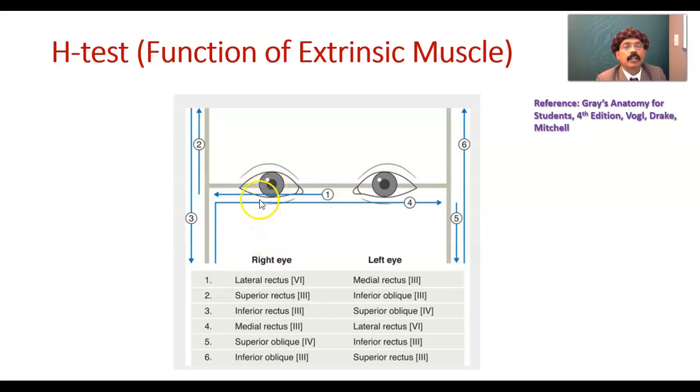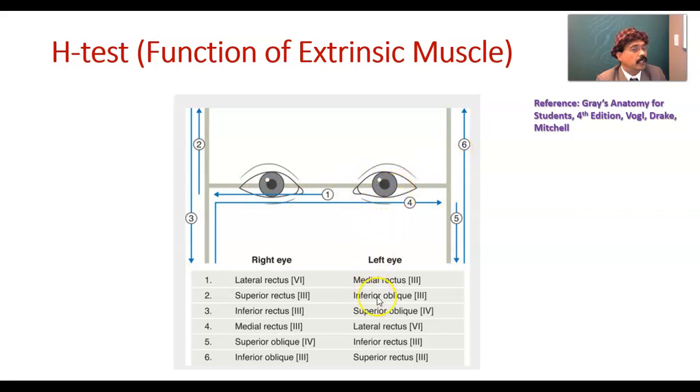Number 1, lateral rectus, moves the eyeball laterally. Then the superior rectus muscle should move the eyeball above. The inferior rectus muscle should move the eyeball below. Then the medial rectus moves the eyeball medially. The superior oblique muscle should depress the eyeball, not elevate. Its insertion is in such a manner that it should depress the eyeball. The inferior oblique muscle, its insertion is like that. It will elevate the eyeball.